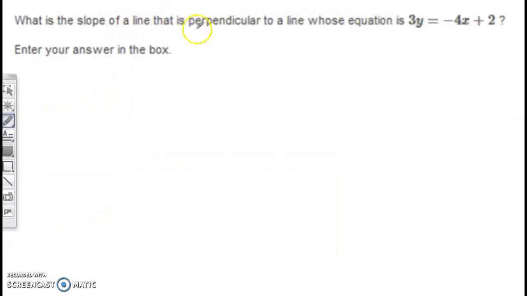What is the slope of a line that is perpendicular to the line whose equation is this? Well, we can't just look at this equation and pick out the slope. It has to be in that slope-intercept form for us to be able to figure out what the slope is. So that's what I'm going to do. I'm going to take this equation and convert it to slope-intercept form. In other words, I need to solve for y. I need to isolate y.